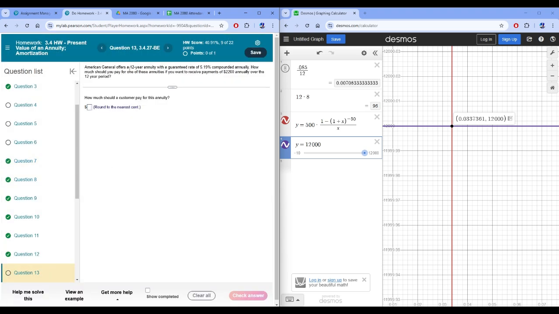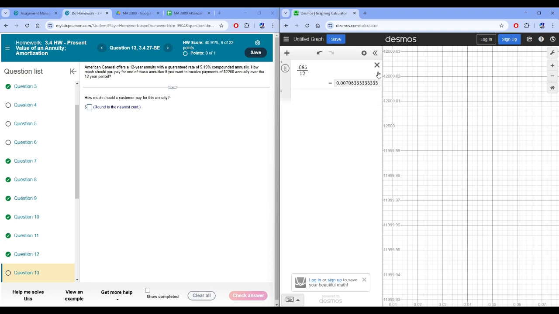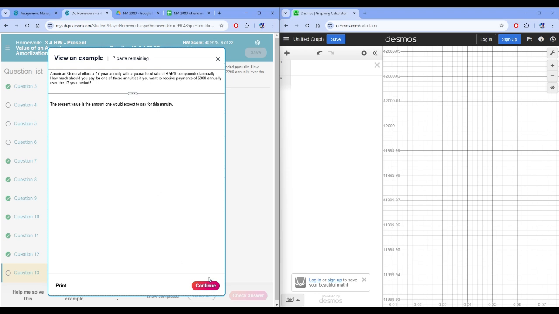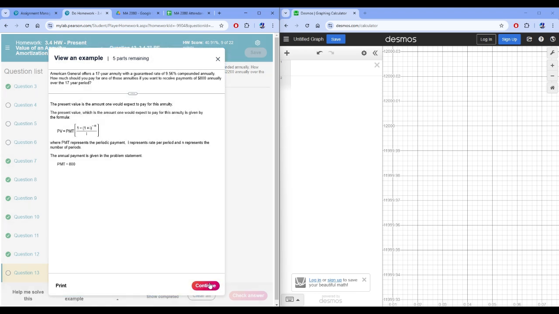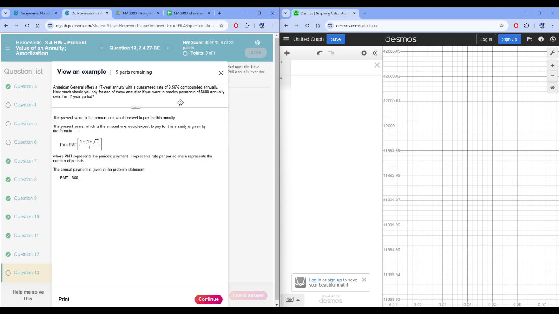American General offers a 12-year annuity with a guaranteed rate of 5.19% compounded annually. How much should you pay for one of these annuities if you want to receive payments of $2,200 annually over a 12-year period? Let's see. How much should the customer pay for this annuity? What does the given example say? We've got to find the present value. So let's find the present value of it.